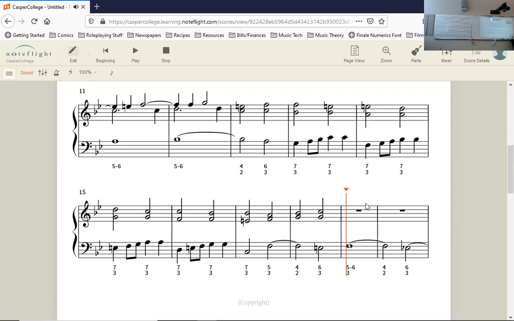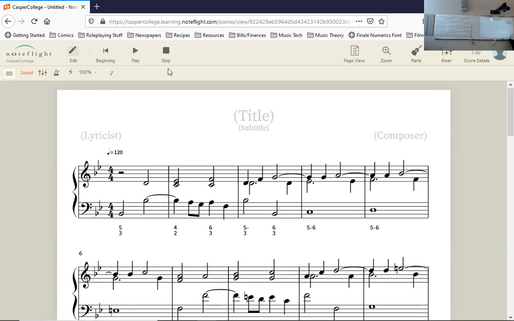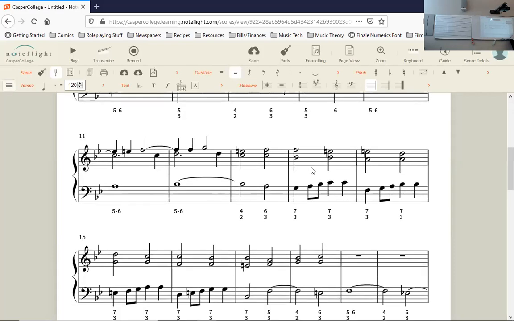No, you're not fighting. You've got to get rid of that marker thing. I know, it's freaking me out for some reason. Stop. There we go.